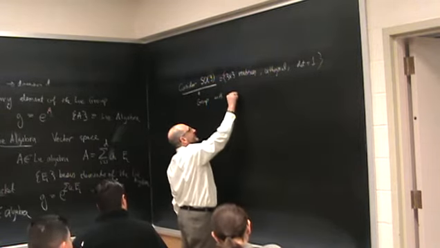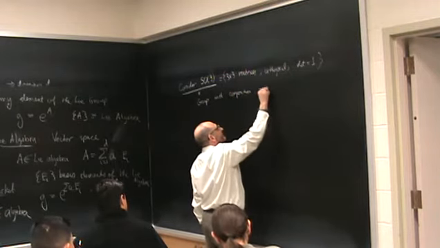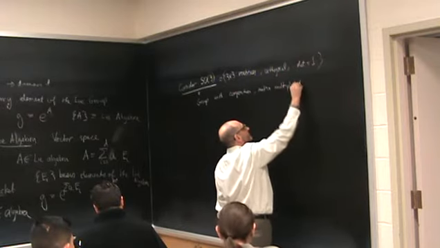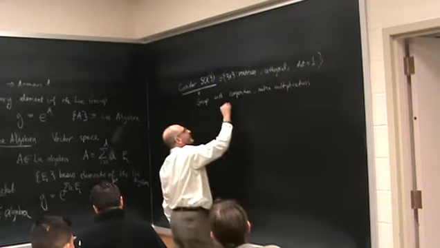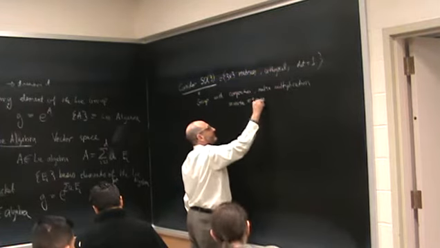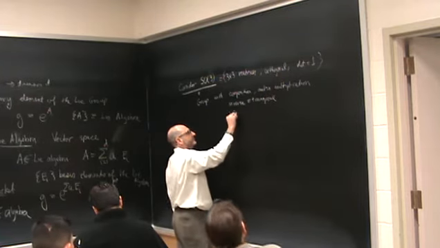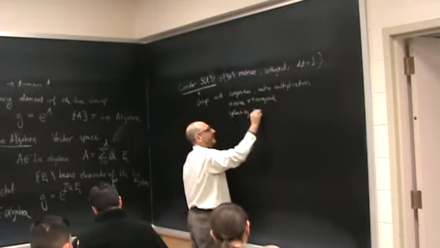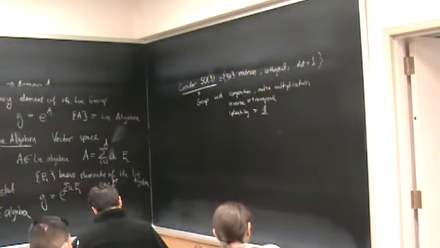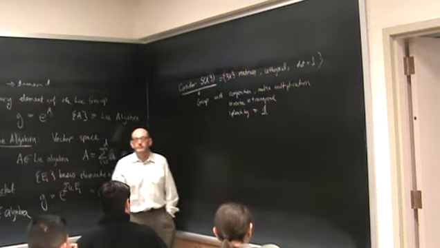With composition being matrix multiplication, inverse being the transpose, and identity being the identity matrix. Okay? It's also a Lie group.